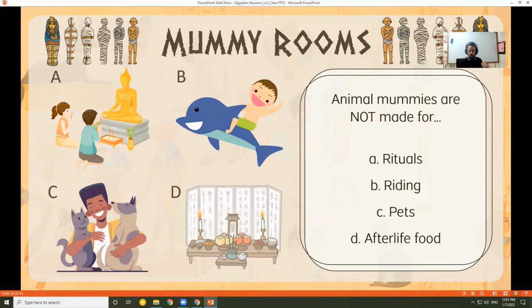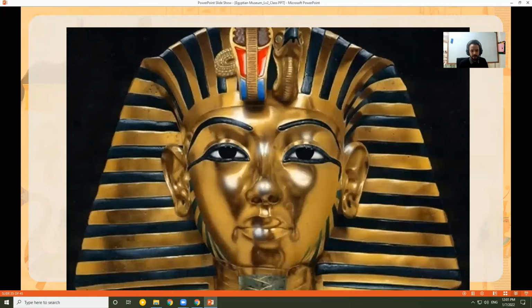So of these four, they were not made for riding, but they were made for other things, maybe so that the pharaohs would have pets in the afterlife. After they die, they take their animals with them as pets.